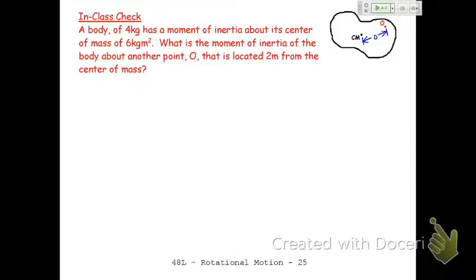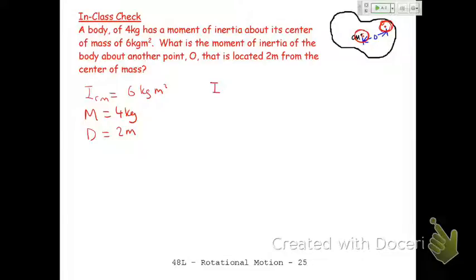A 4 kilogram body has a moment of inertia about its center of mass of 6 kilogram meters squared. What is the moment of inertia of the body about another axis that is located 2 meters from the center of mass? Okay, so I center of mass is equal to 6 kilograms meters squared. That's my I. And I know that my total mass is equal to 4 kilograms. And I know that the distance between the axis through the center of mass and the axis through the point of interest is going to be 2 meters.